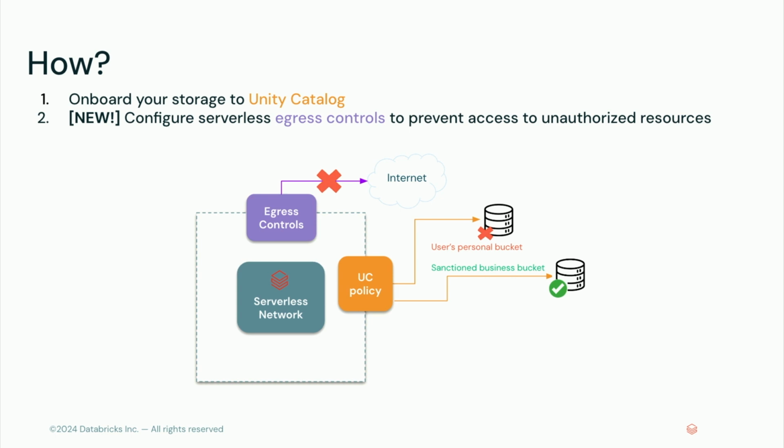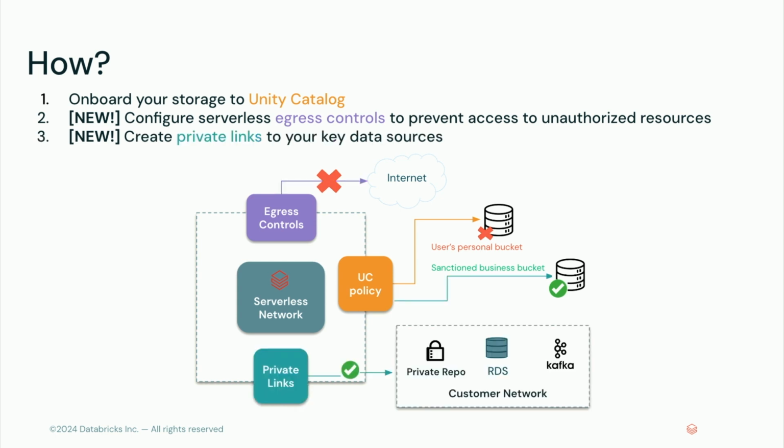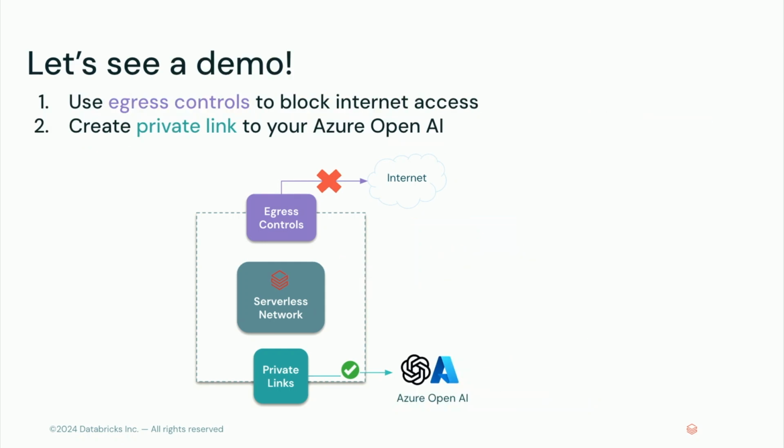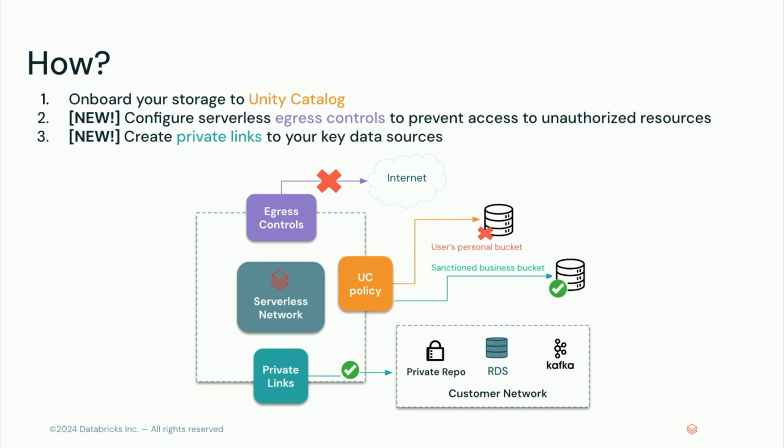Great, we've solved that vulnerability, but we still need an escape valve, right? We've provided access to storage, we've disallowed access to the internet, but what about all the various resources in my network that I actually need to connect to? It could be private repos, it could be relational databases, it could be Kafka platform. We need access to these things. And that's where Private Link comes in. It's the concept I talked about before.